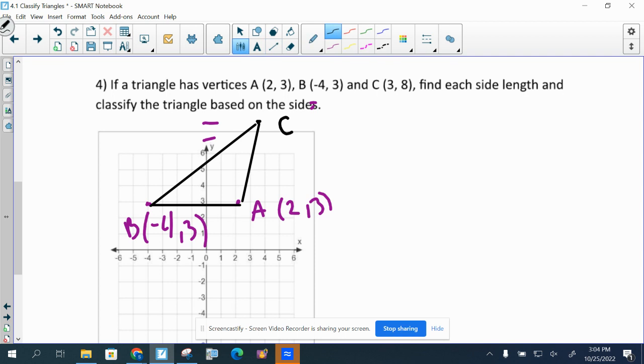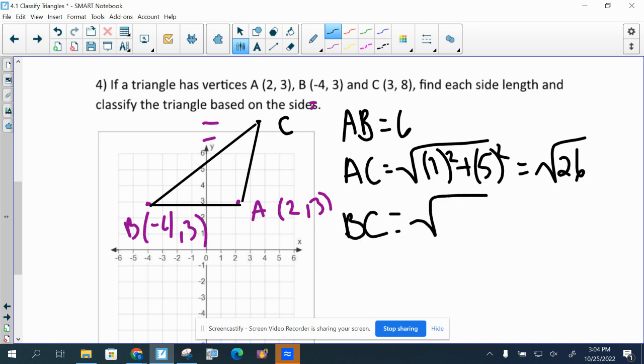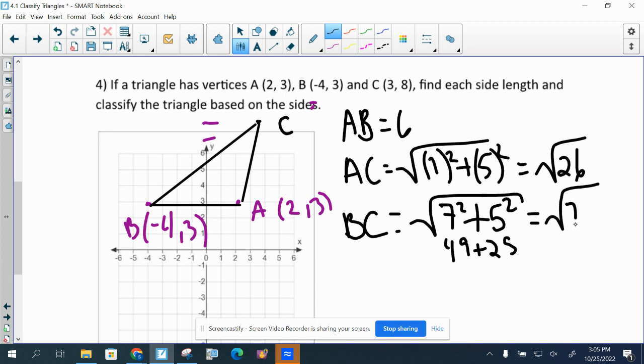All right, and then find the distance. So AB, you can just count. It's 6. With AC, that would be 1 squared plus 5 squared, which is the square root of 26. And then BC is 7 squared plus 5 squared, which is 49 plus 25, so the square root of 74. This means that this is scalene.